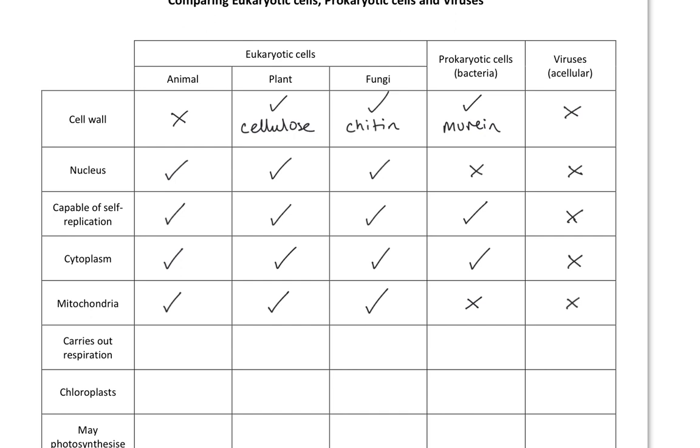Next is carries out respiration. Mitochondria do aerobic respiration, so animal cells can do respiration. So it must be tick, tick, tick for those. But can a bacterial cell do respiration? Yes, it can. If you ever did the seven life processes in year 7, one of the R's stands for respiration. So all living cells transfer energy. Viruses are acellular. They don't transfer energy. They therefore don't do any respiration.